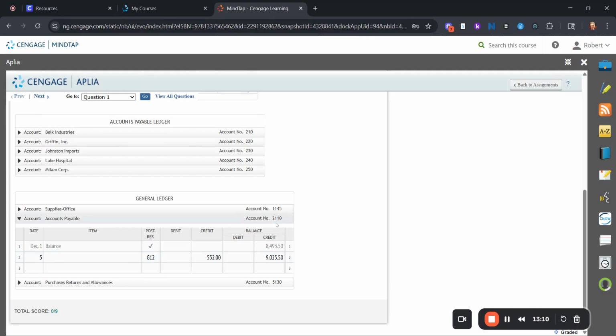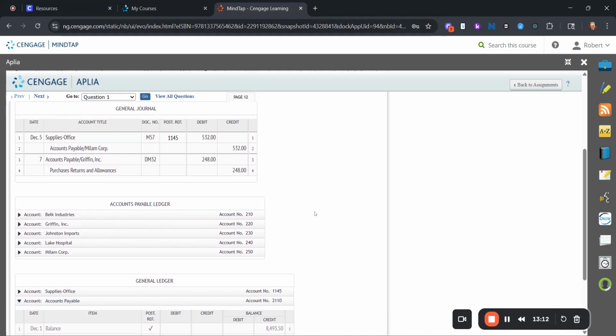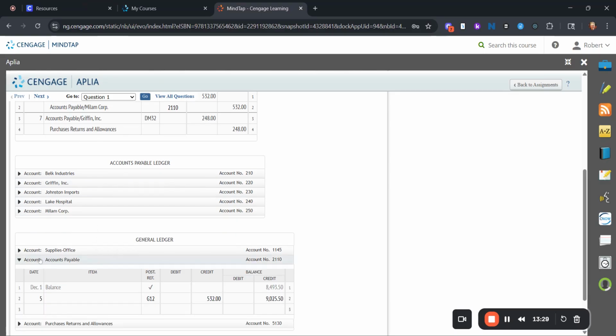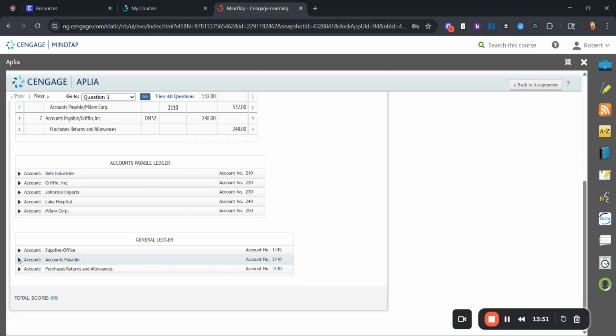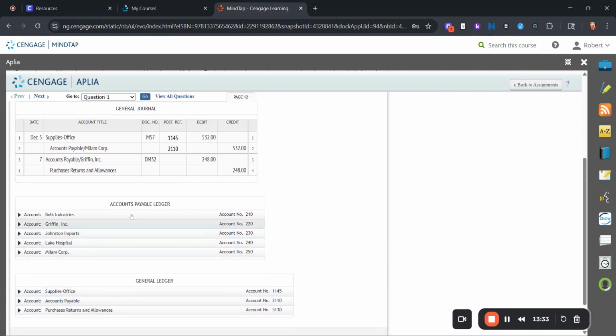Then we have the account number 2110 into the posting reference box. See if it turns red. Sometimes it does. But eventually we're going to have the other one from Multicolumn Corporation in here too. So that takes care of the accounts payable ledger. So now let's enter this same transaction into Griffin.